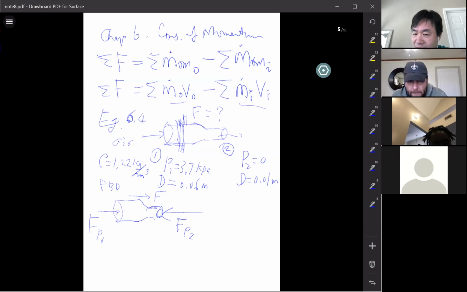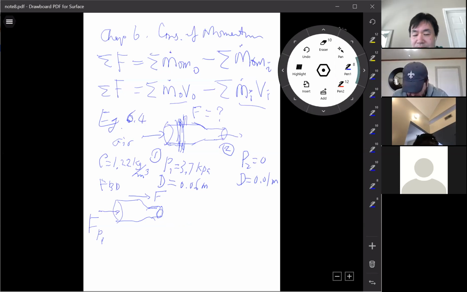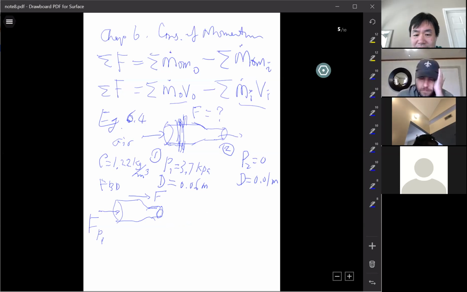Those things you have to make 100% right before you can actually solve a problem. But in this case, we don't need to have it, because it's zero in this case, atmospheric pressure. Okay, I guess that's it for the forces.